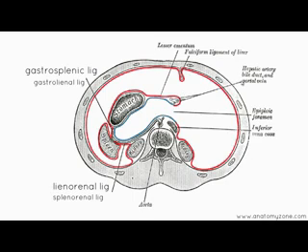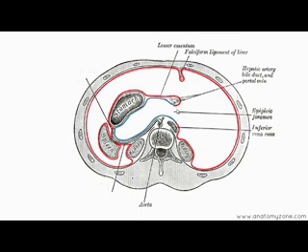So the lesser sac actually communicates with the greater sac via a little foramen called the foramen of Winslow, or the epiploic foramen. So you can see the area where this foramen is located.